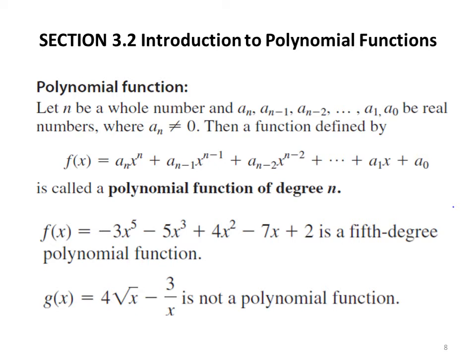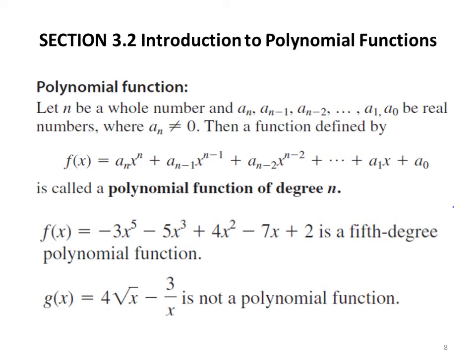Here is a polynomial function. f(x) = a_n x^n + a_(n-1) x^(n-1) and so on. Each of these terms is one of the coefficients multiplied by a power of x. The last two terms are a_1 x + a_0. This is called a polynomial function. The quadratic function is a special case, and the linear function is also a special case.